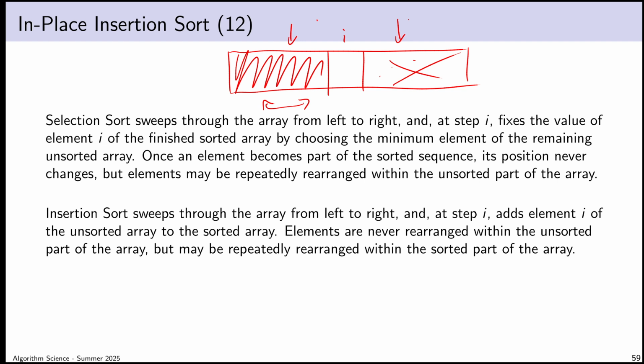And so I think that, in a sense, that's a mirror image of selection sort. Selection sort does its work by locking down things on the left, and insertion sort does its work by leaving everything on the right untouched and moving things around on the left. So I think that they are duals of each other.